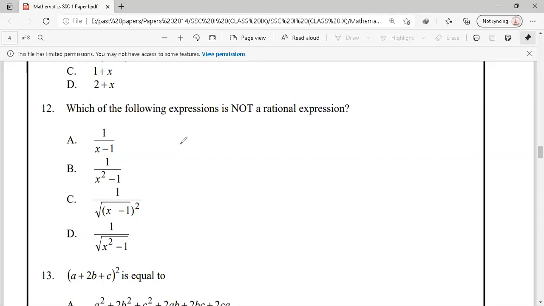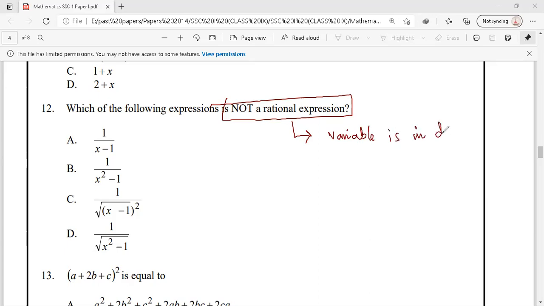Let's see question number 12. Which of the following expressions is not a rational expression? हमें बताना है कि कौन सा एक्सप्रेशन रैशनल एक्सप्रेशन नहीं है. So rational expression अगर हम रिकॉल करें तो ऐसा एक्सप्रेशन जिसमें वेरिएबल हमारा डिनोमिनेटर में आ रहा हो, or variable is in denominator. अगर वेरिएबल डिनोमिनेटर में हो, that is known as rational expression. So this is a rational expression because the variable is in the denominator. Similarly, this is a rational expression because the variable is in the denominator.